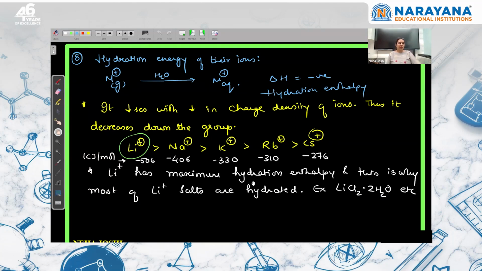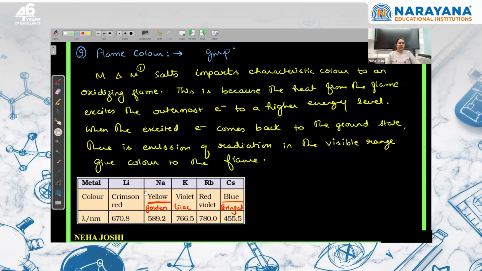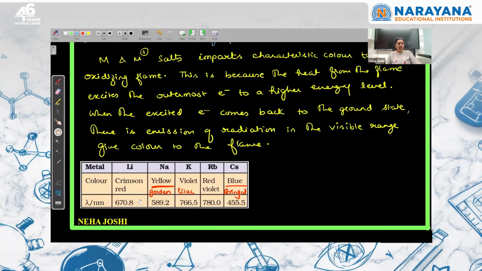LiCl.2H2O. Okay, flame color is important, but I assume everyone will remember this. It must be on your tips that this is because of the loosely held electron in the outermost shell. They will go to the excited state, and when the electron comes back to the ground state, it releases energy in the visible range. You have to remember the colors.